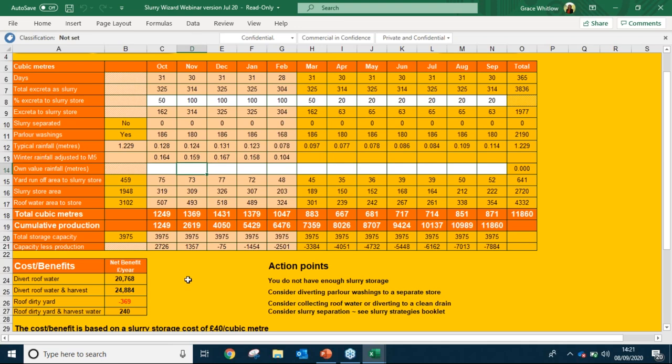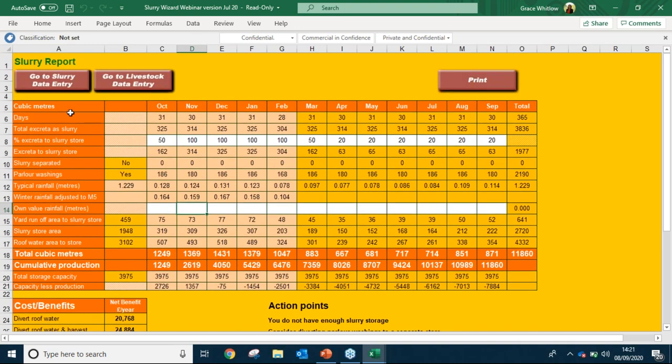Likewise, if the spreading cost was somewhat different, if it was particularly expensive to spread the slurry, that could be entered, and that would feed into this cost benefit. Capital costs are spread over however many years the depreciation is calculated, depending on the data entered earlier on, and an interest rate, which obviously was entered earlier on as well. So you can see there's a substantial cost saving there that could be achieved for installing guttering.